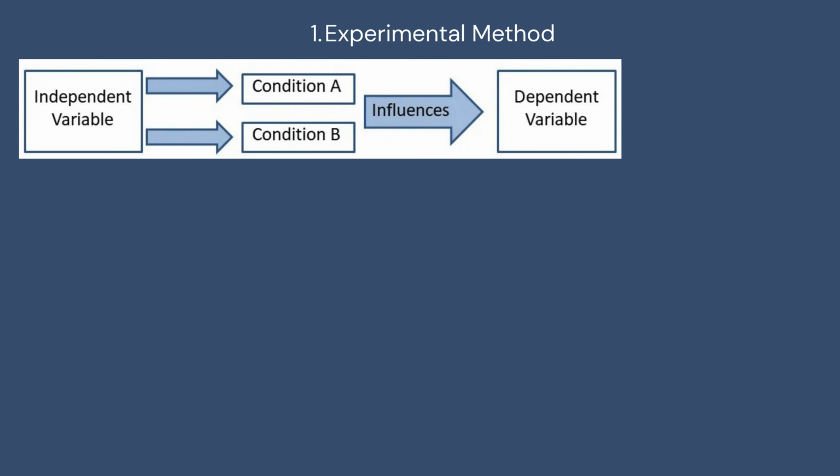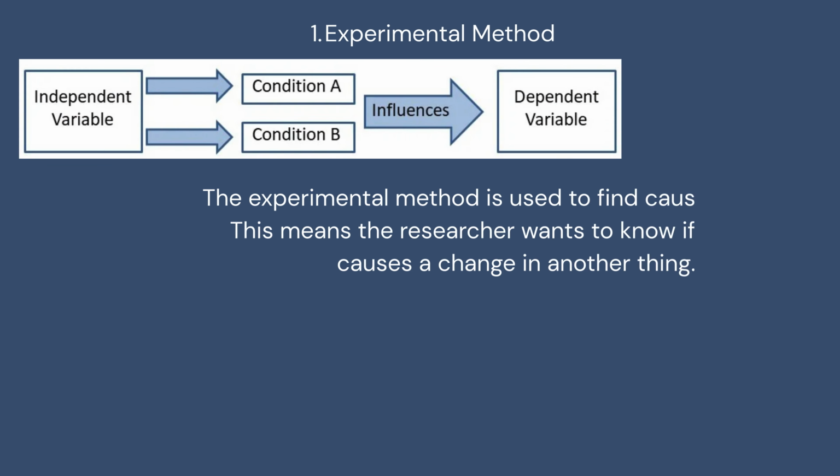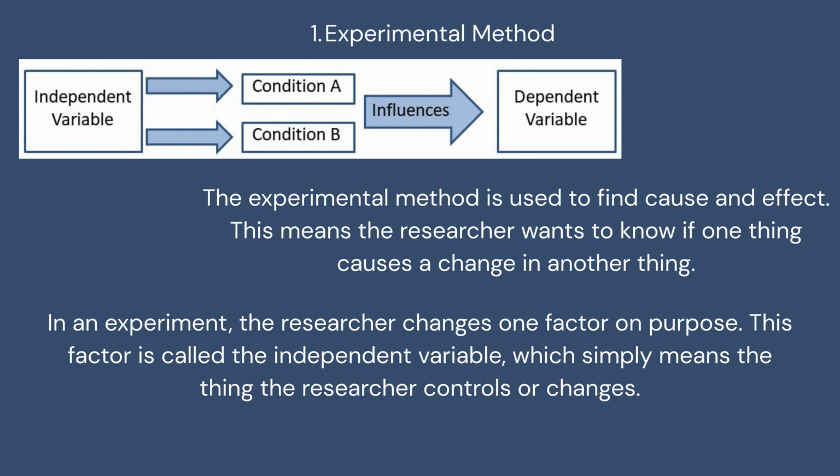1. Experimental method. The experimental method is used to find cause and effect. This means the researcher wants to know if one thing causes a change in another thing. In an experiment, the researcher changes one factor on purpose. This factor is called the independent variable, which simply means the thing the researcher controls or changes.